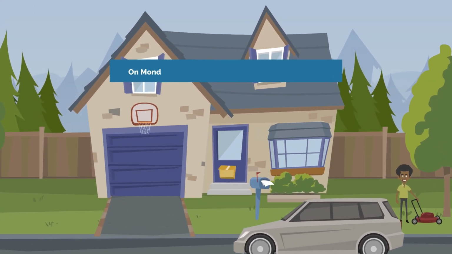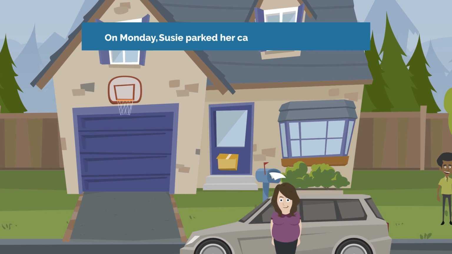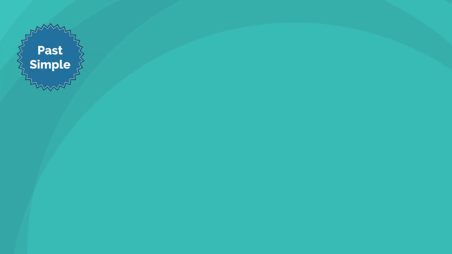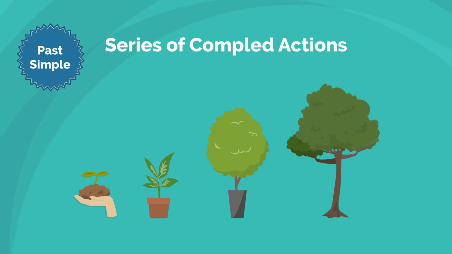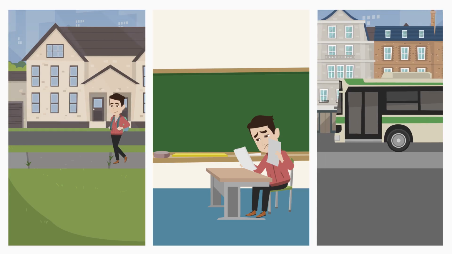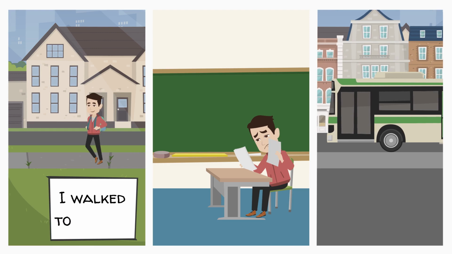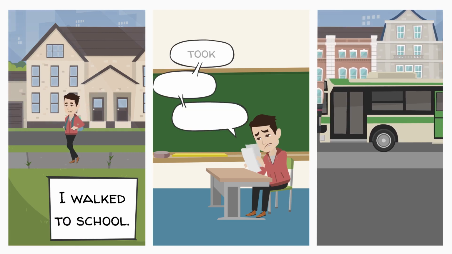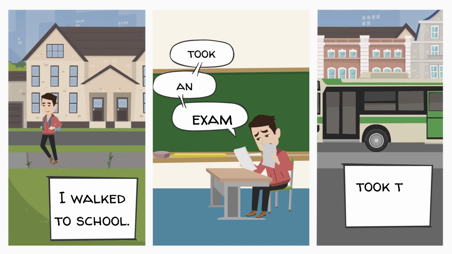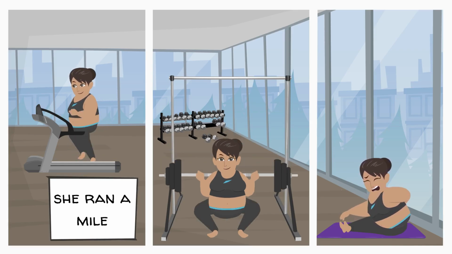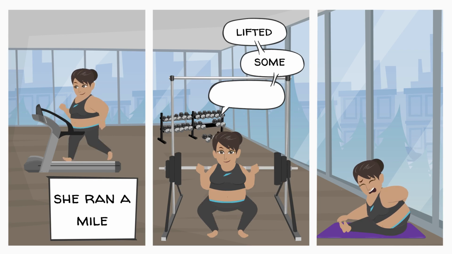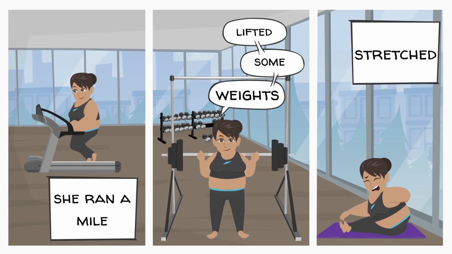On Monday, Susie parked her car in front of the house. The simple past can also be used to state a series of completed actions in the past. For example, I walked to school, took an exam, and took the bus home. She ran a mile, lifted some weights, and stretched.